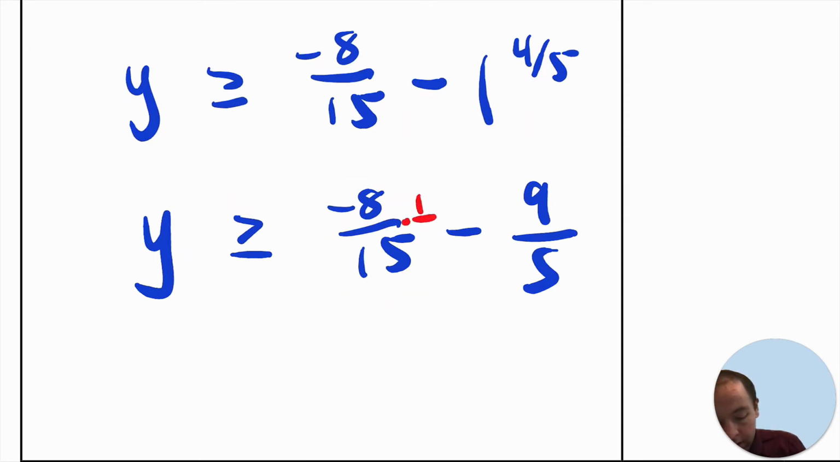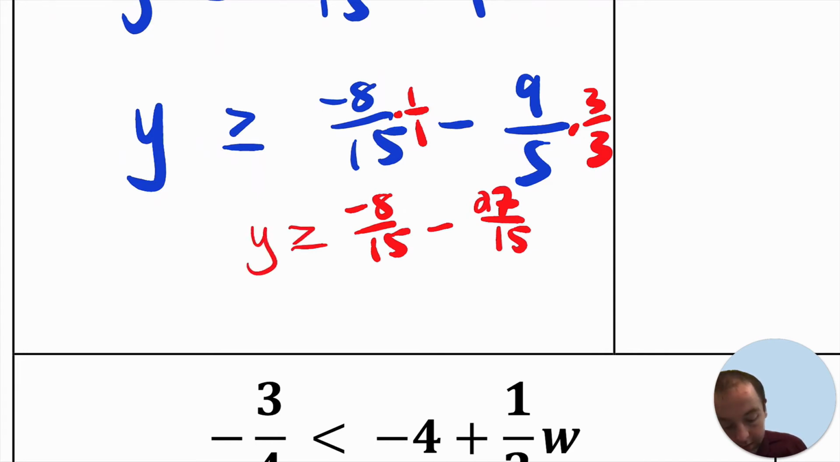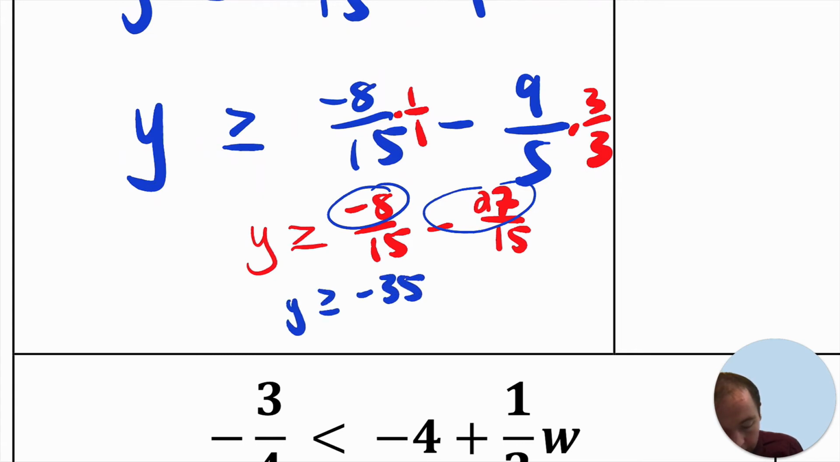I mean, you could multiply it by 1 over 1. But this one right here, you're going to want to multiply by 3 over 3, which is 1. What that really gives you is an equivalent fraction, 27/15, which is the same thing as 9/5. Then you can take the negative 8/15 and subtract that away. So we're going to end up getting a final result of negative 8 minus 27, which is negative 35. So y is greater than or equal to negative 35 over 15.